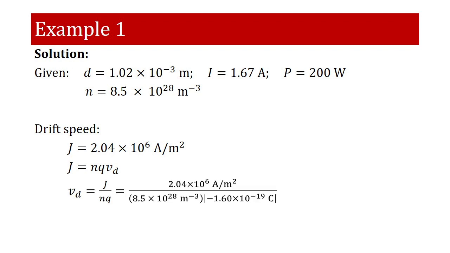2.04 times 10 to the 6 amperes per square meter divided by n, which is 8.5 times 10 to the 28 per cubic meter, times the absolute value of the unit charge sa electron. Constant ni siya, no? Unit charge sa electron, negative 1.60 times 10 to the minus 19 coulombs. And we will get 1.5 times 10 to the minus 4 meters per second. If ato na siyang i-convert into millimeters per second, it becomes 0.15 millimeters per second.